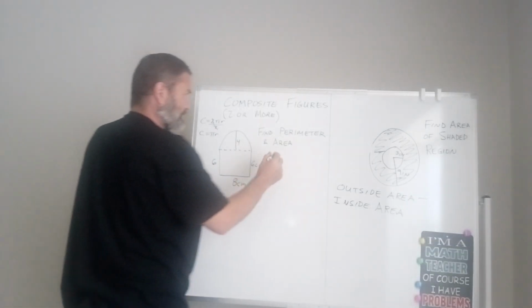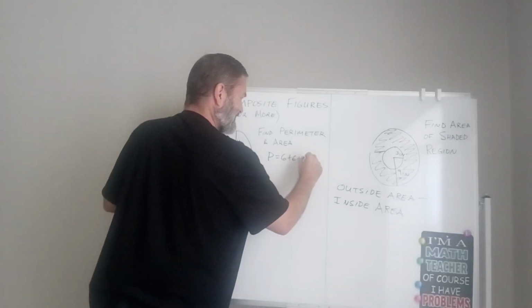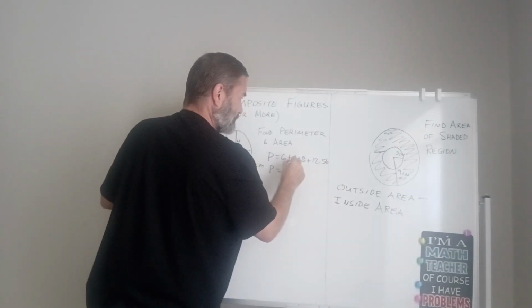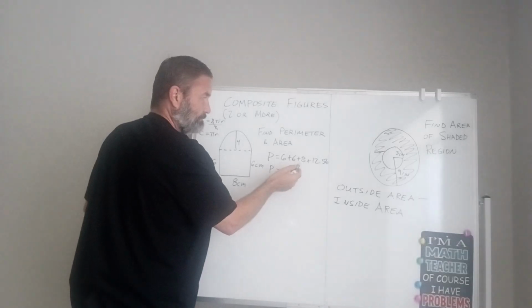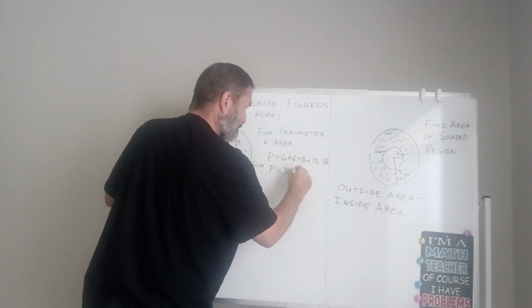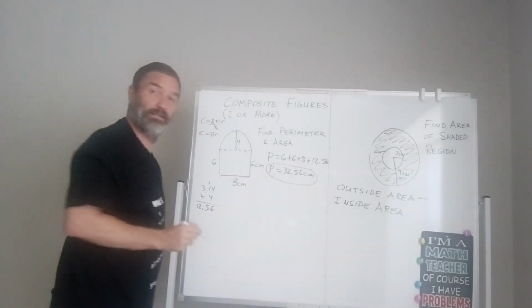So now for the perimeter, we just add those all up. So you got 6 plus 8 plus 12.56. So then the perimeter is 12 plus 8, that's 20, plus 12, 32, so 32.56, and then we put the centimeters, put the unit on there, and that is that.